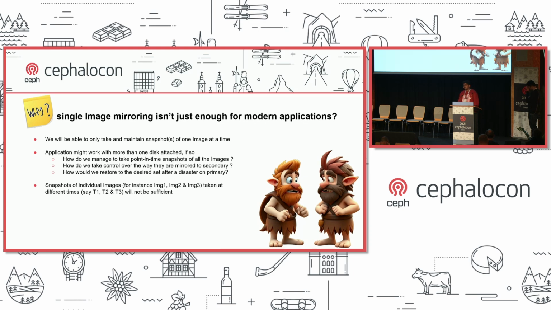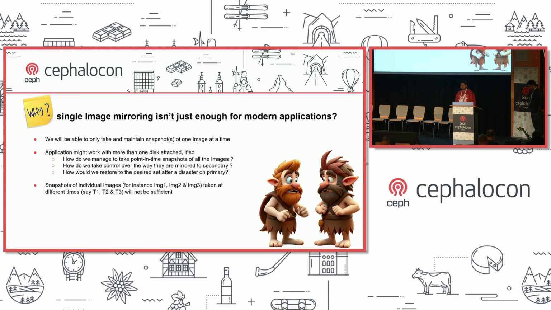So right now we have single image mirroring. It's not enough for modern applications. Why? Because it just takes care of maintaining the snapshots of one image at a given time. The modern application might work with more than one disk at a time. So if we have multiple disks, which means underneath we have multiple images, how are we going to take the snapshots at a point in time of all of them at a given time? How are we going to take control over the part where these image snapshots need to be mirrored to the secondary, which will be useful at the time of disasters?